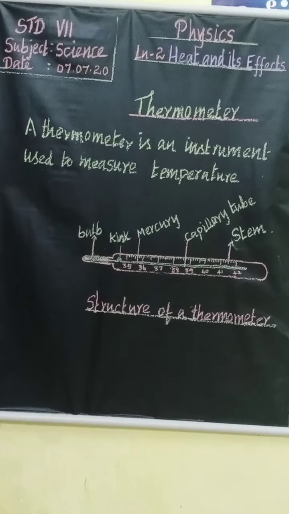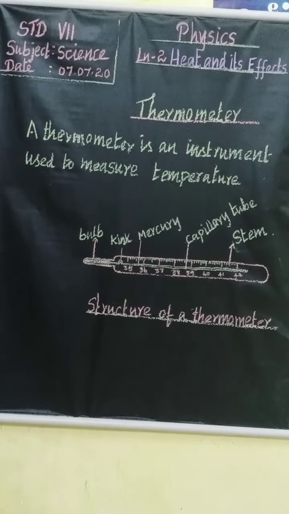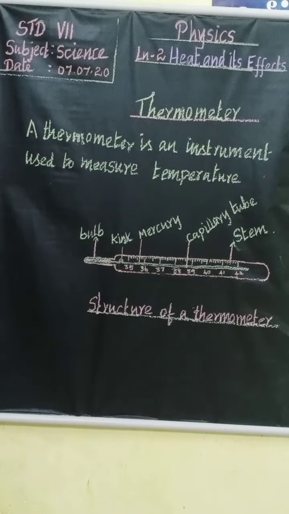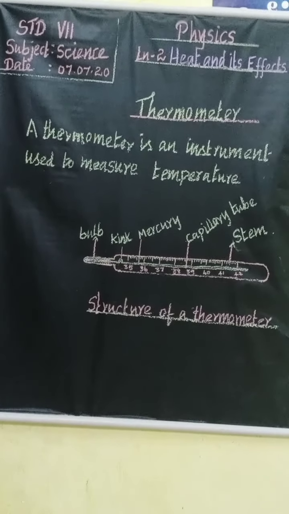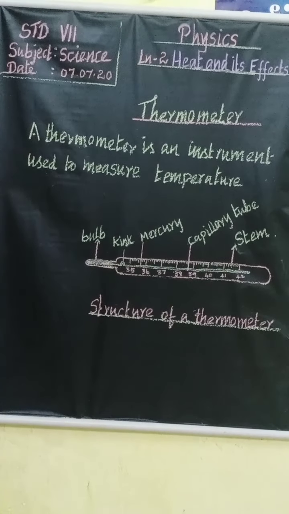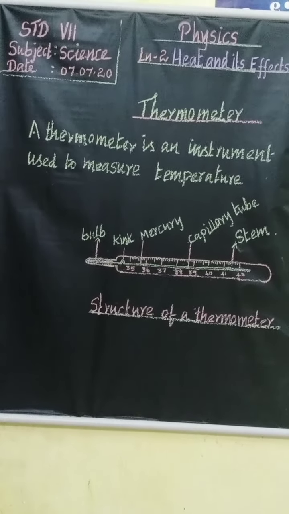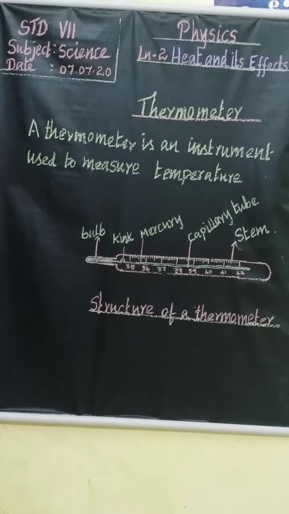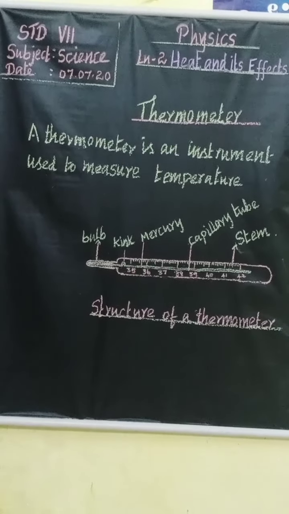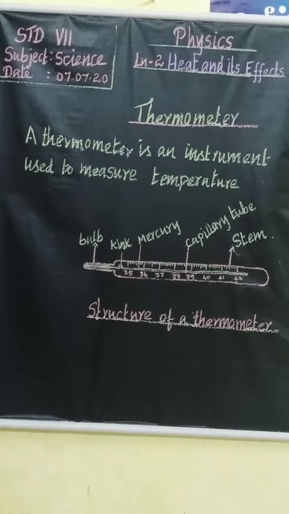What is the other liquid used in thermometers? Alcohol. Alcohol thermometers we can use only in very cold places because its freezing point is much lower than that of mercury and also its boiling point is very low.